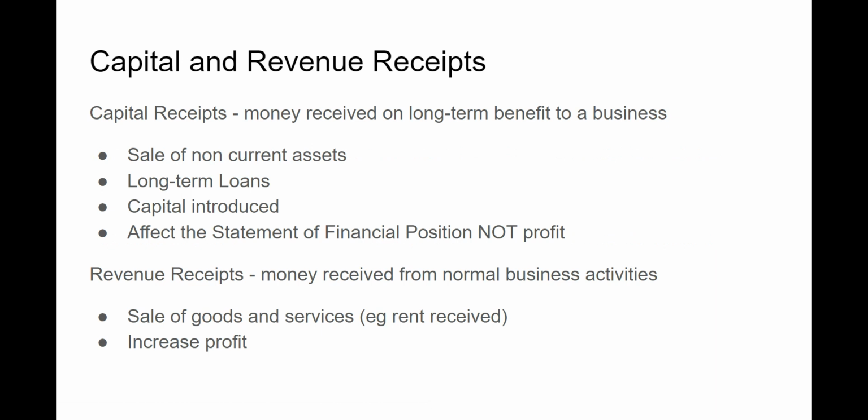Sales of goods and services, so that would include additional things maybe like rent received if part of a premises was rented out. And revenue receipts, quite clearly, they are going to increase profit and indirectly they will increase capital. So they will have an effect on the statement of financial position, but it's an indirect effect. The main impact is on the income statement.